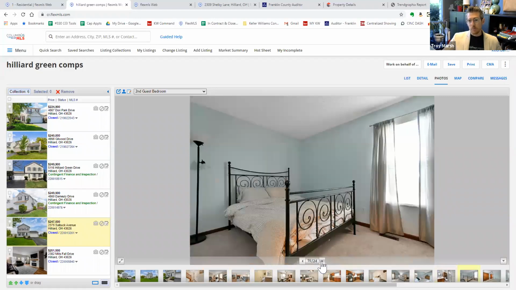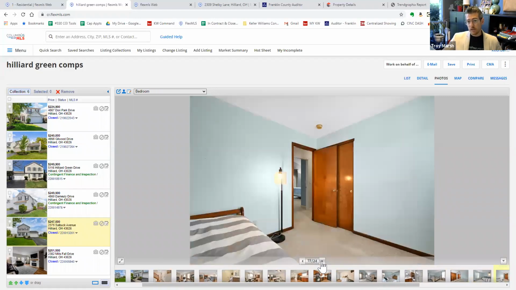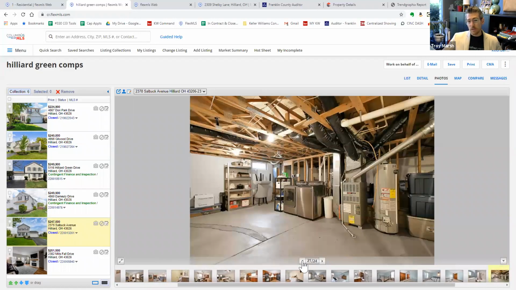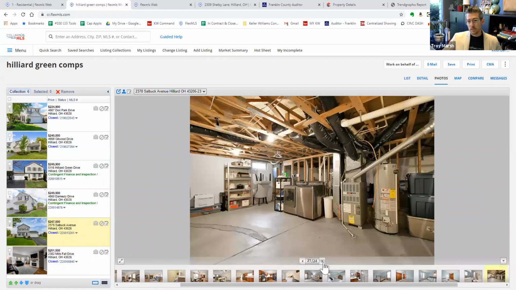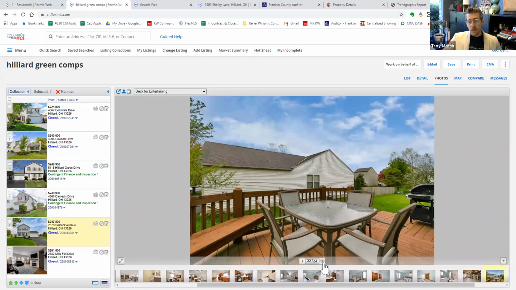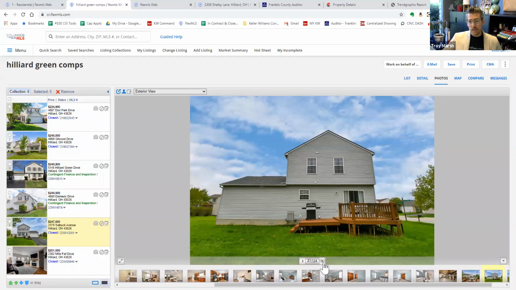But then you start coming in, it's very nicely decorated. And again, the guest bath has been redone. Very clean basement, no fenced yard, but they do have a deck. And they are on a corner though. So now you have this exposure.